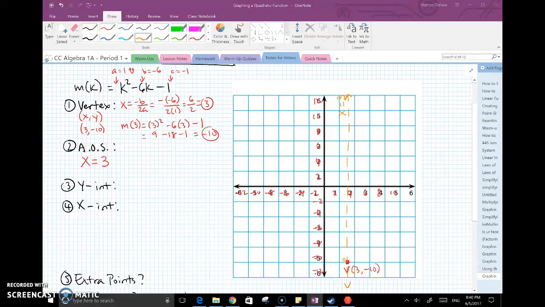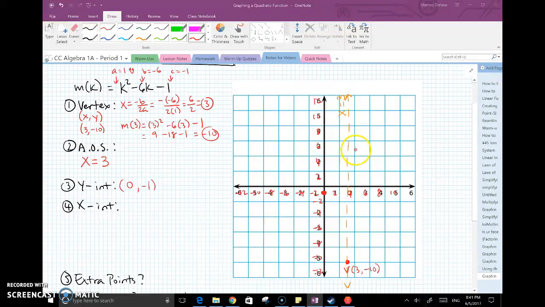The y-intercept is always my constant, which in this case is -1. So therefore, my y-intercept as an ordered pair would be 0, -1. So I can put that point as well. So 0, -1 would be right over here. Now, the beauty of the axis of symmetry is that it gives us a mirror or a reflection of whatever point you have on one side, because your axis of symmetry acts like a mirror.